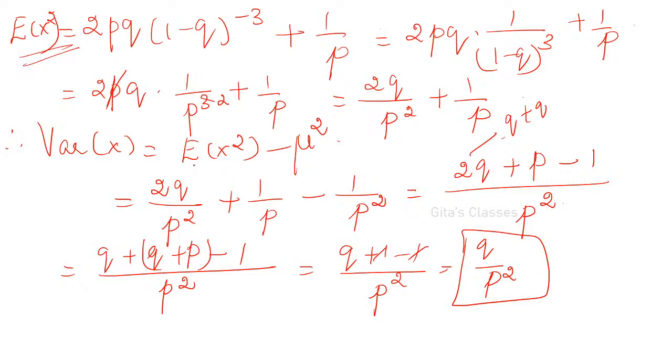And variance of x is E of x squared minus mu squared. Mu we have already found out. Mu is nothing but the mean, and the mean we have found to be 1 by p. That is why I have written 1 by p squared. Take LCM, and this 2q I can split into q plus q. So 1q is combined with p, so that I will get 1. So q plus 1 minus 1, the 1 will get cancelled. You will be getting q by p squared. Okay.